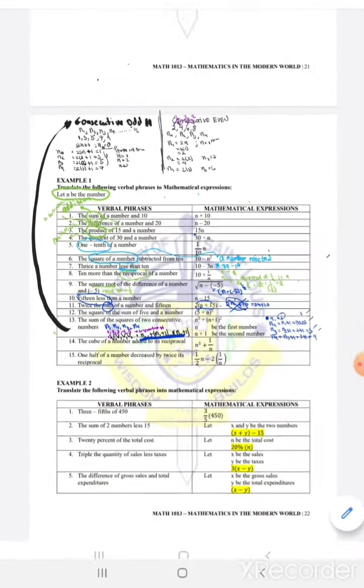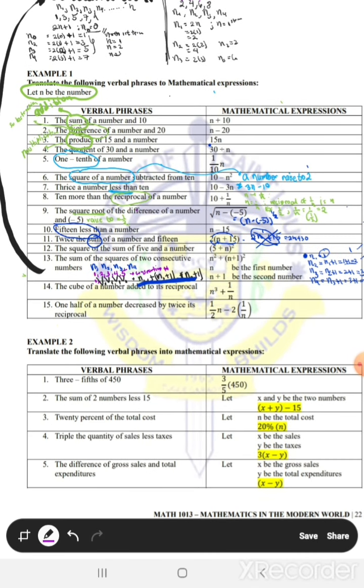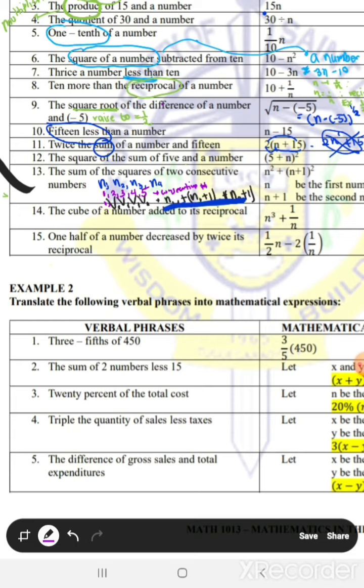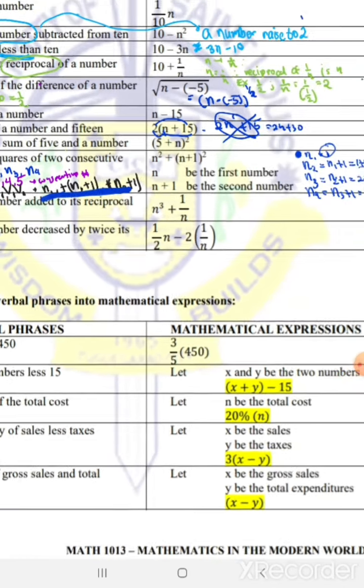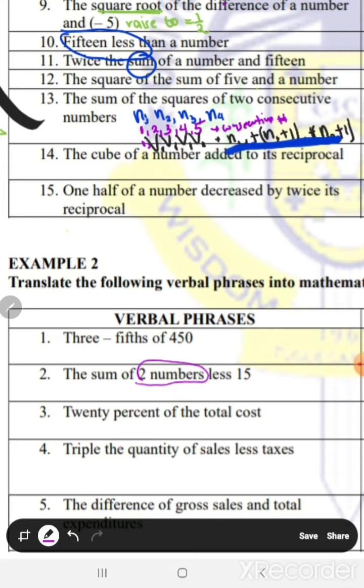Example number 2. So 3/5, which means 3 over 5, which is equal to 450. So another is yung sum of two numbers. So never assume that your numbers are equal. So hindi pwedeng n plus n equals 15 kasi magiging 2n siya. Take note that your x plus y is not equal. If you are solving for two numbers, pag hindi sinabing equal siya, never assume that they are equal.